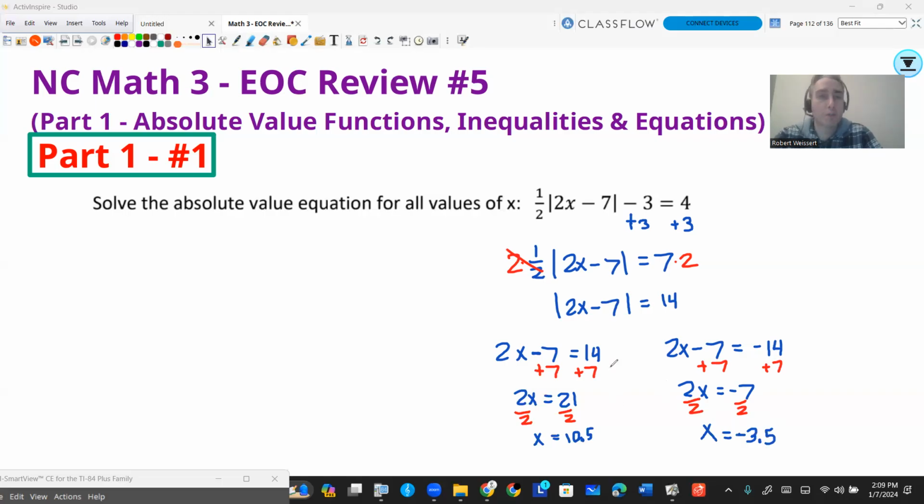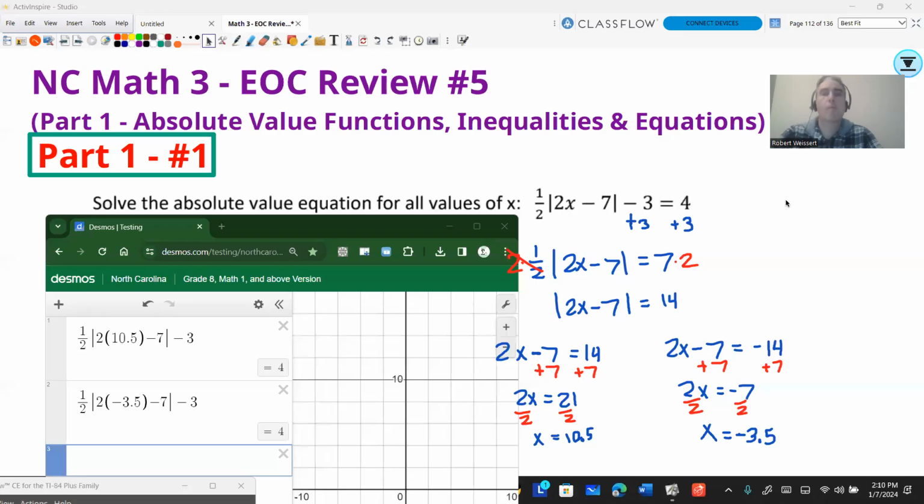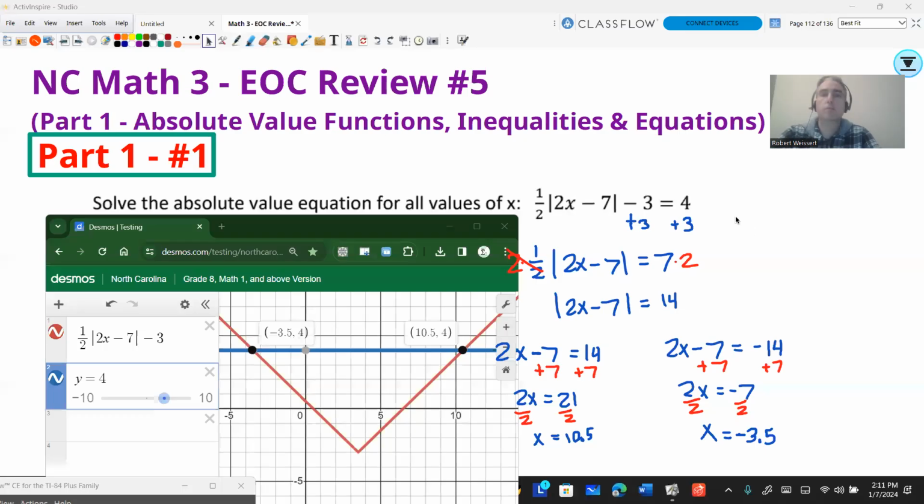And both of those solutions work. You can go back and test it into a calculator and check if you need to. You can see from my Desmos plugins for 10.5 and negative 3.5 for the original expression, I do get 4, and that matches the right side of the equation. So both of those are going to be legit solutions. Also, you can graph the equation and get the solutions. And there you go. Both points of intersection are going to give you the same values that we got by hand. So those are your 2 answers. They're both legit. Let's move on to the next question.